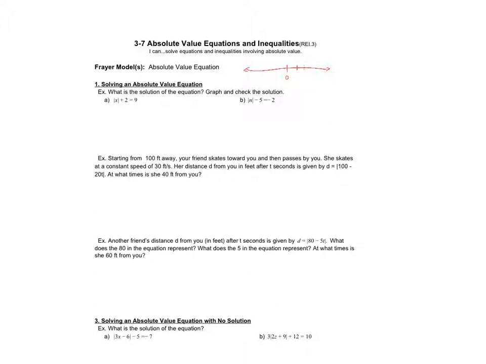So if we're looking for the absolute value of 2, the absolute value of 2 is 2 because I am 2 away from 0, and the absolute value of negative 2 is 2 because I am 2 units away from 0. So again, the absolute value is distance. It's the distance from 0. That's why it always represents a positive number.